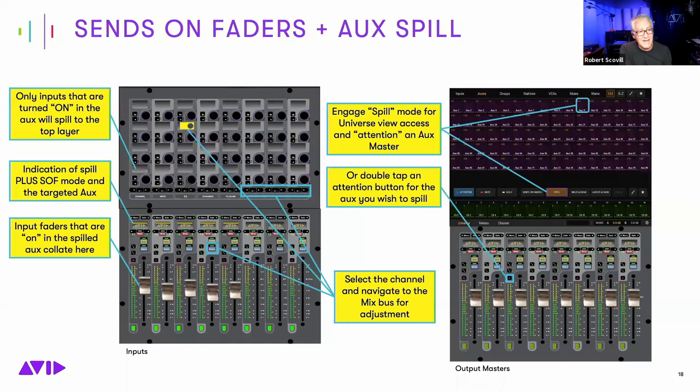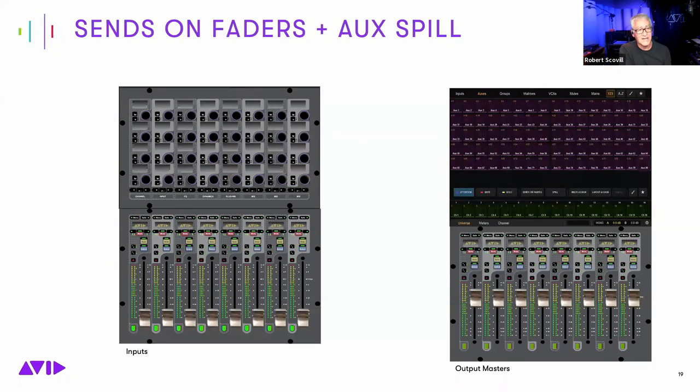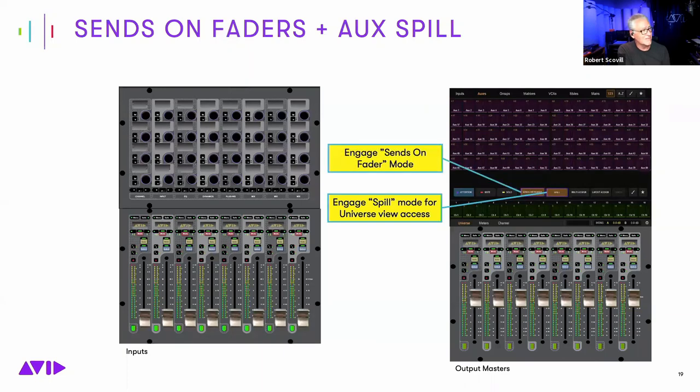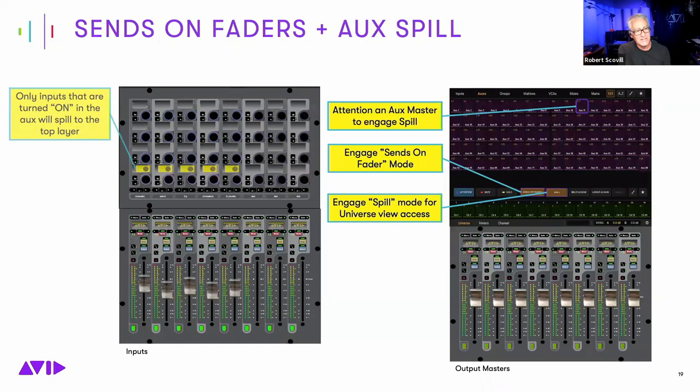All right, so let's combine that aux spill workflow now with sends on faders, which is another really, really great workflow. This is really the money workflow for monitor guys. This is so great. So in that situation, we're going to engage spill on the universe screen, but we're also going to engage sends on faders at the same time, right? And once we do that, when we touch an auxiliary there, or attention an auxiliary there, then it's going to do two things, right? It's going to put that auxiliary in sends on faders and spill the auxiliary in front of us.